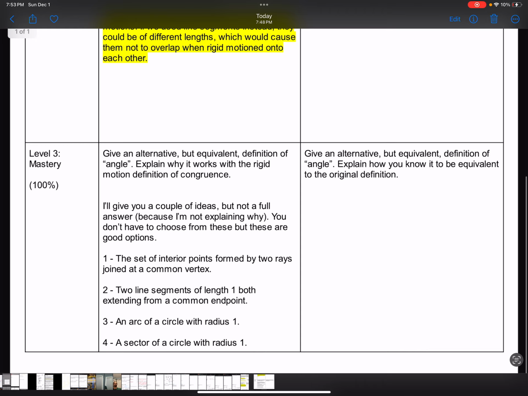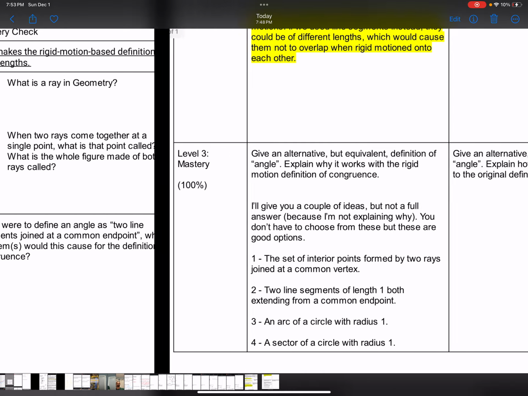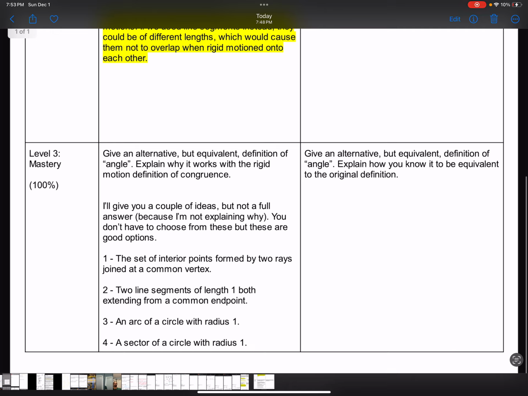I'll give you some ideas on here. I actually would love it if you paused it and thought of it. Like, what could I use other than two rays in order to make an angle? But here we go. Here are some of my ideas. I'm not explaining why it works, at least in this written part, but I'll tell you why right here.